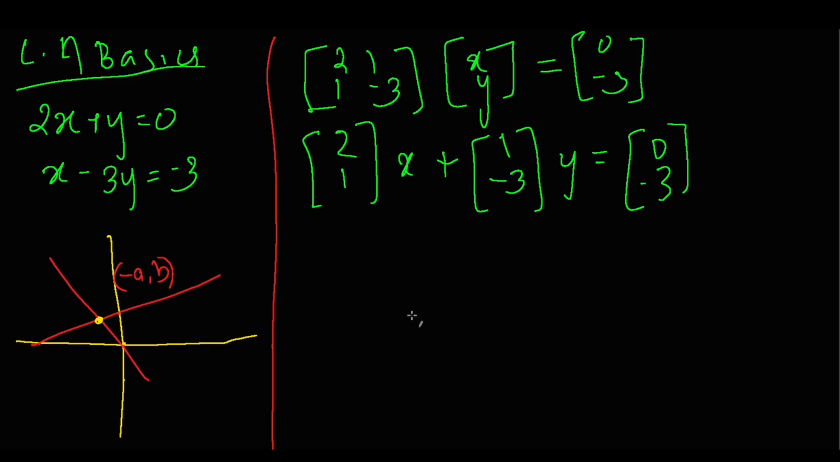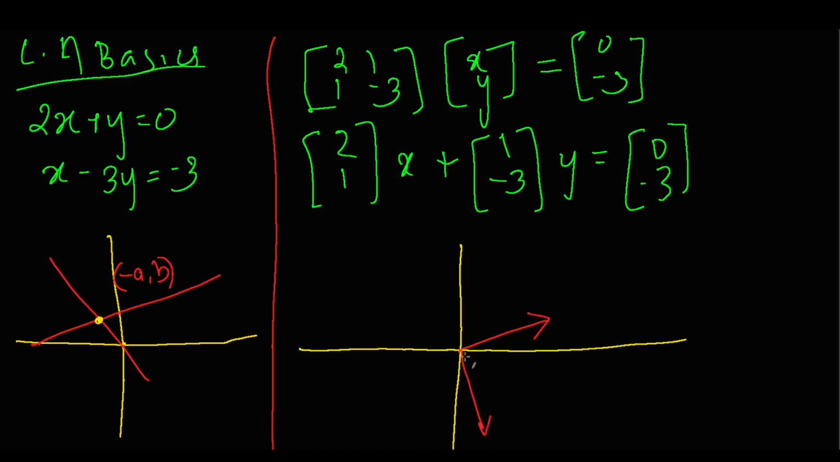So here let's draw this vector space picture. This is a 2D vector space. First component is (2, 1). It will look something like this. And the second one is (1, -3), something like this, and (0, -3) will look something like this.